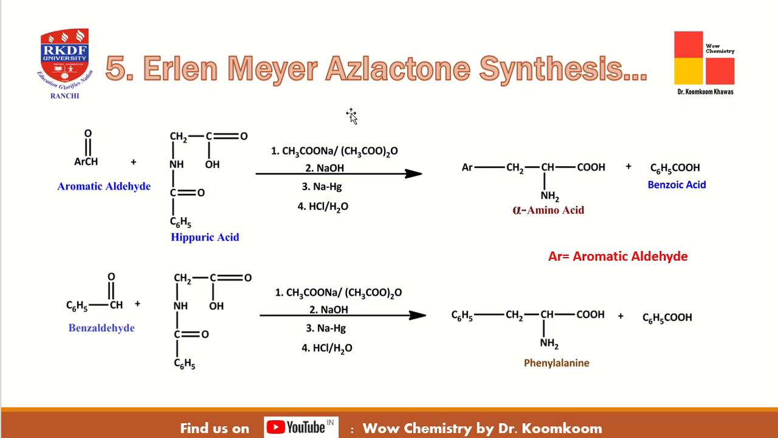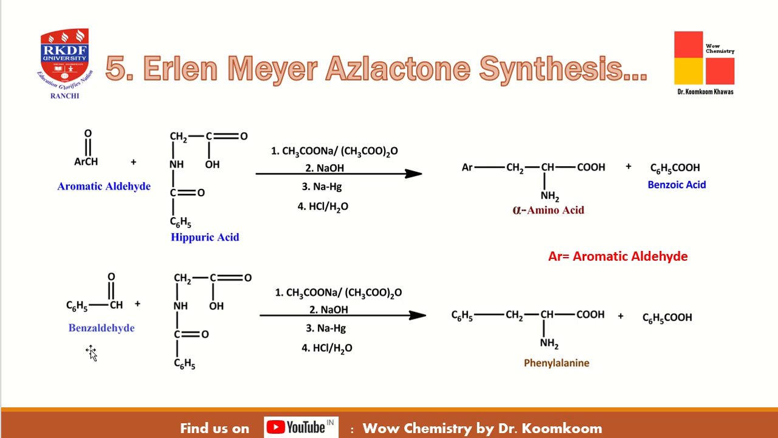Next is the Erlenmeyer azlactone synthesis. Here we have taken an aromatic aldehyde, which upon reaction with hippuric acid, which is nothing but the benzoyl derivative of glycine, as you can see in the structural part, and a combination of sodium acetate and acetic anhydride gives azlactone, which upon reduction with sodium amalgam gives the desired alpha amino acid with a side product benzoic acid. So this is a useful method for the synthesis of aromatic amino acids.